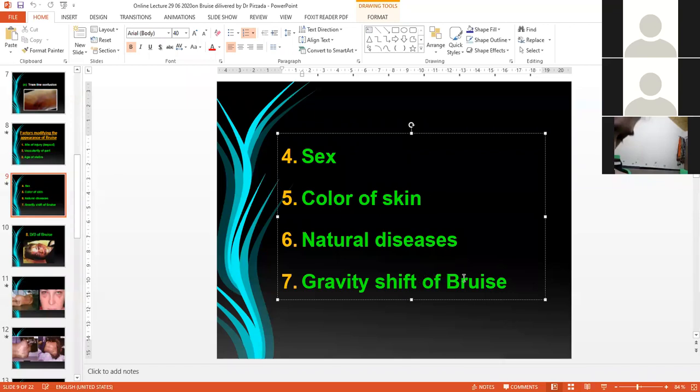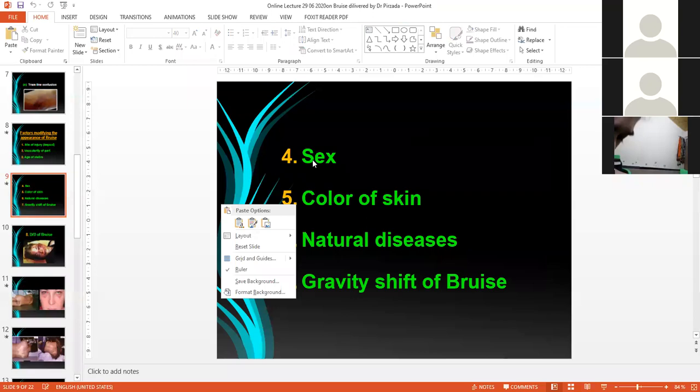But if the same blow is applied with force on the calf muscle in a standing position, blood cannot accumulate in bruising. It does not appear on that area, but blood trickles down to accumulate around the ankle joint. So because of the gravity shift, the bruise can appear elsewhere, and shifting of the blood due to gravity can occur depending upon the gravity. This condition is called the gravity shift of the bruise.